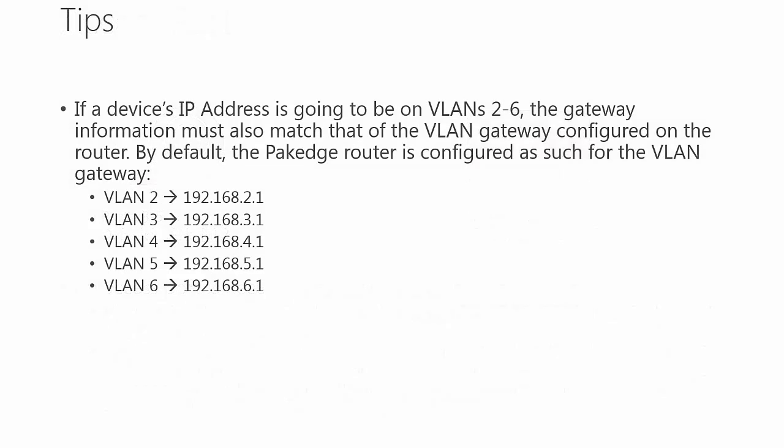Something else to keep in mind when configuring your end-user devices to be set on a specific VLAN, you also need to make sure that their gateway is configured for the VLAN gateway. For example, for my ports being configured on VLAN 2, I need to place a 192.168.2.1 gateway to match the VLAN 2 gateway configured on my router. For VLAN 3, I need to place a 192.168.3.1 gateway to match the VLAN 3 gateway on my router once again.